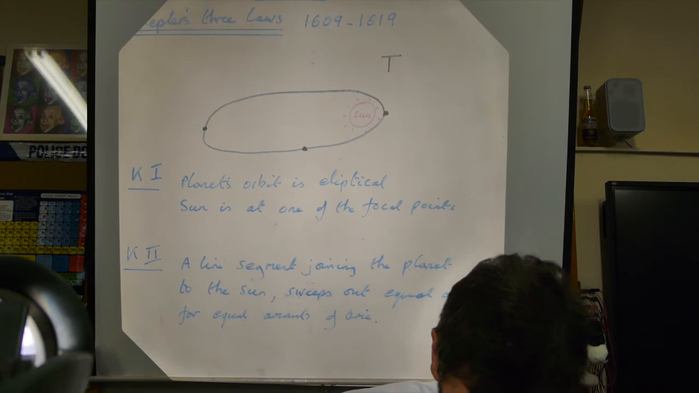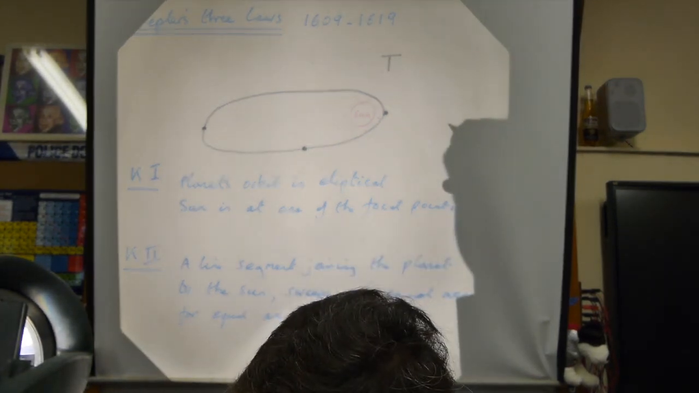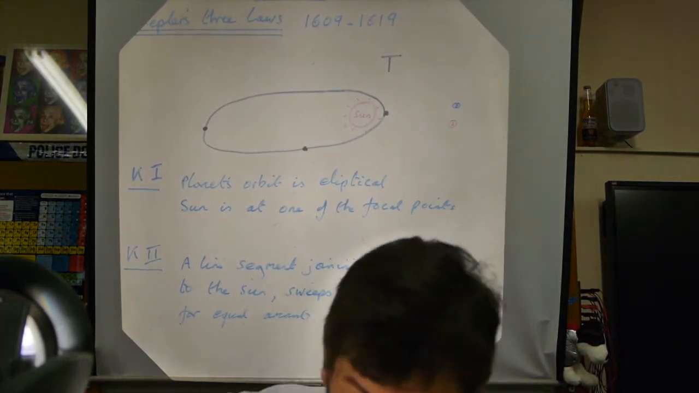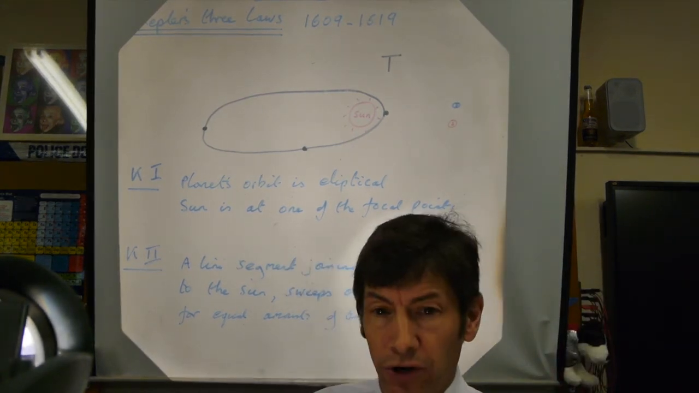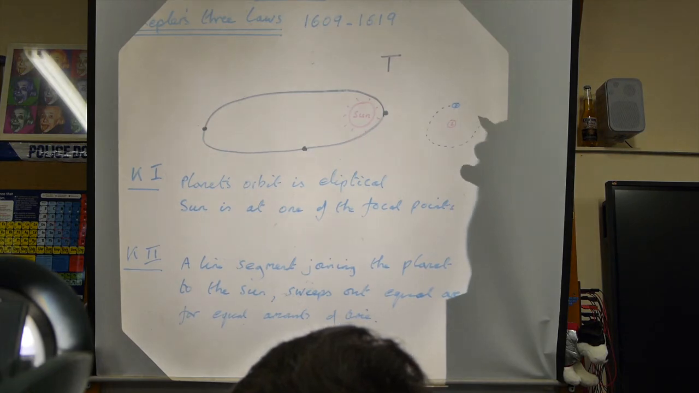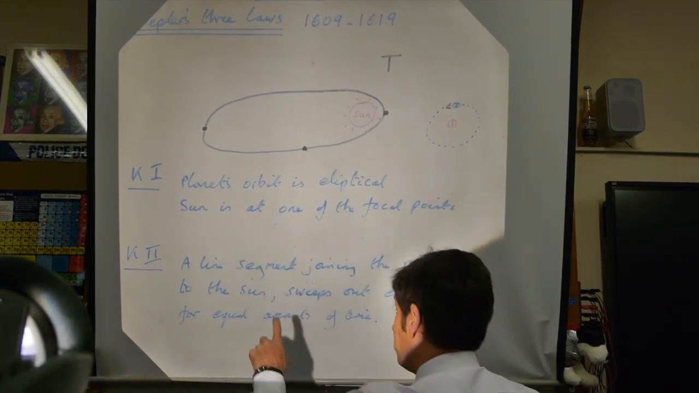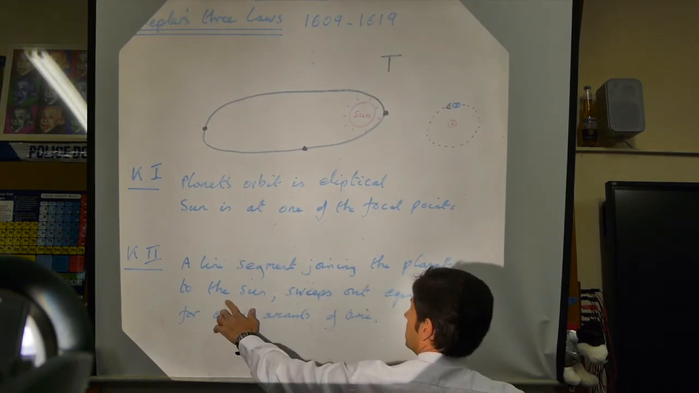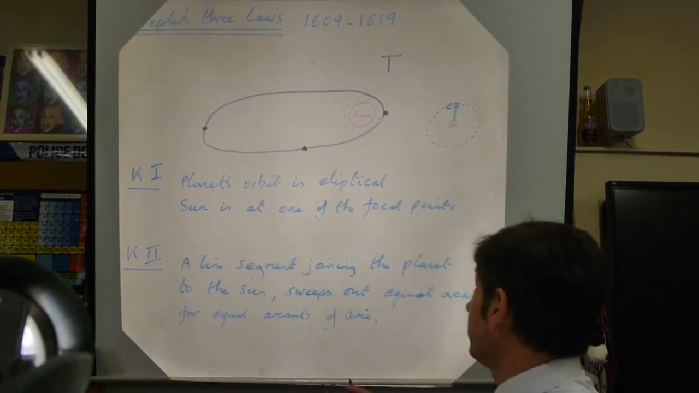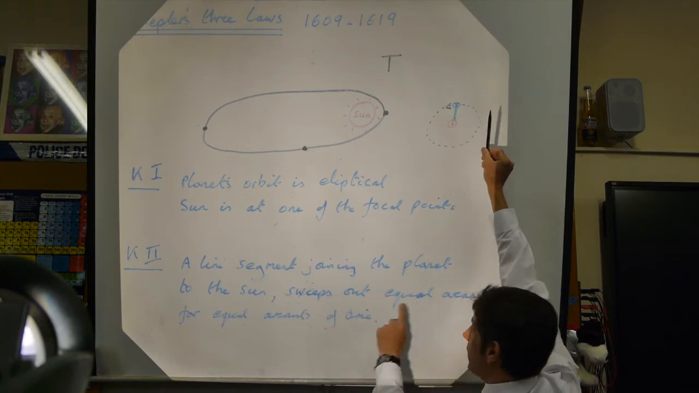So, let me first do it with the Sun and the Earth in a simple way. If I put the Sun here and I put the Earth here, let's just break with Kepler's first law and not draw it completely elliptically, but draw it as a circle going around the Sun, because it still works. If you can imagine the Earth going around the Sun like that, let's prize this apart. A line segment joining the planet to the Sun. Here's our line segment in green, the spoke of the wheel, the radius, the R, sweeps out an equal area for an equal amount of time.